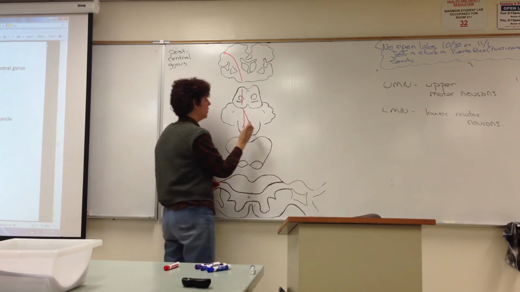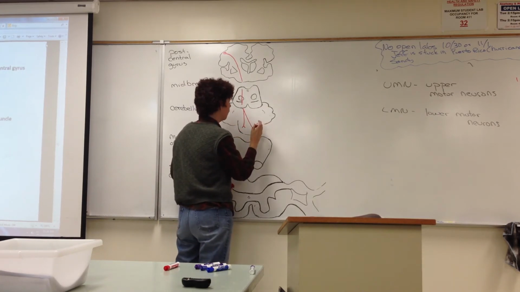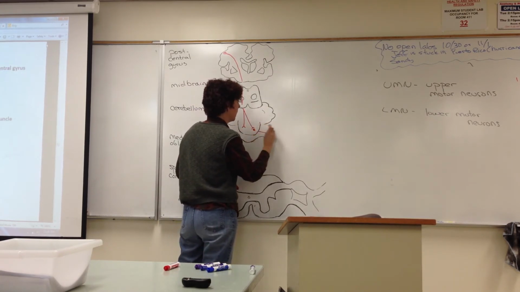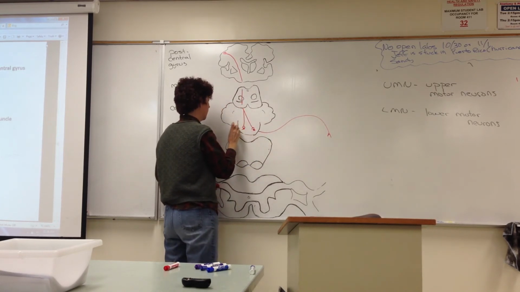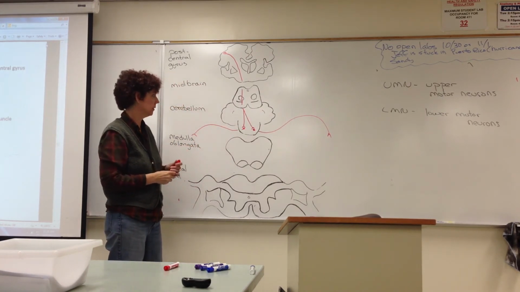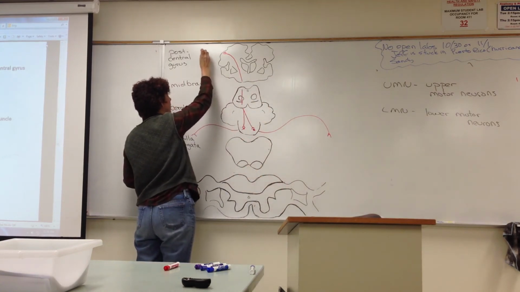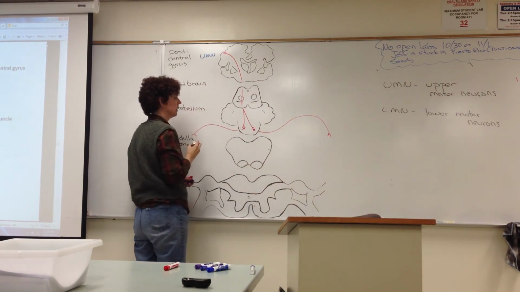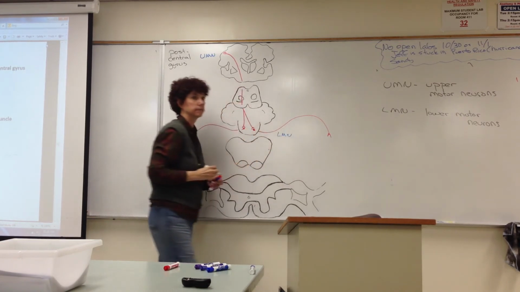And then the lower motor neuron would form the oculomotor nucleus, would form the abducens nucleus, and come out to form the cranial nerve. So this would be upper motor neuron, and this would be lower motor neuron. Okay.